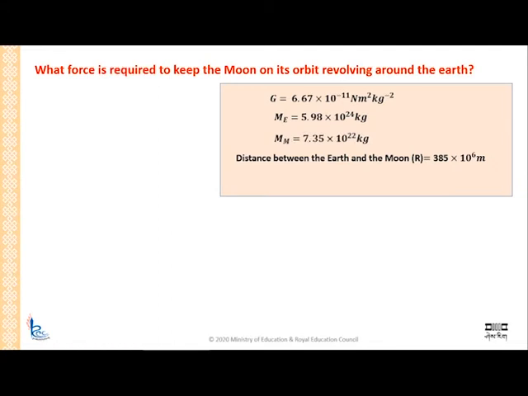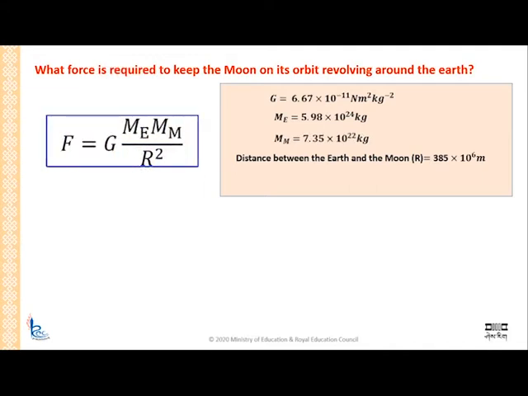So let's go back to the equation again. We have the gravitational constant, which is given by 6.67 times 10 to the power negative 11 Newton meter square per kg square, the mass of the earth as 5.98 times 10 to the power 24 kg, the mass of the moon as 7.35 times 10 to the power 22 kg, and the distance between the earth and the moon is given by r, which is equal to 385 times 10 to the power 6 meter. So this is the distance between the center of the earth and the center of the moon.